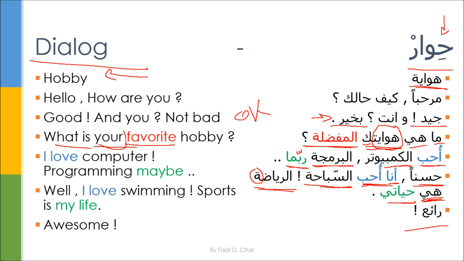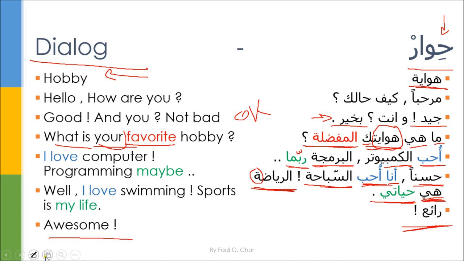حياتي is my life, and I think you already know this word. A lot of people say حياتي. This means my life. And sometimes if you're flirting with a girl, you tell her أنتِ حياتي, you're my life. You're just flirting with her. So also here, الرياضة هي حياتي. That means sports is my life. Awesome. رائع. I think you already know this word.